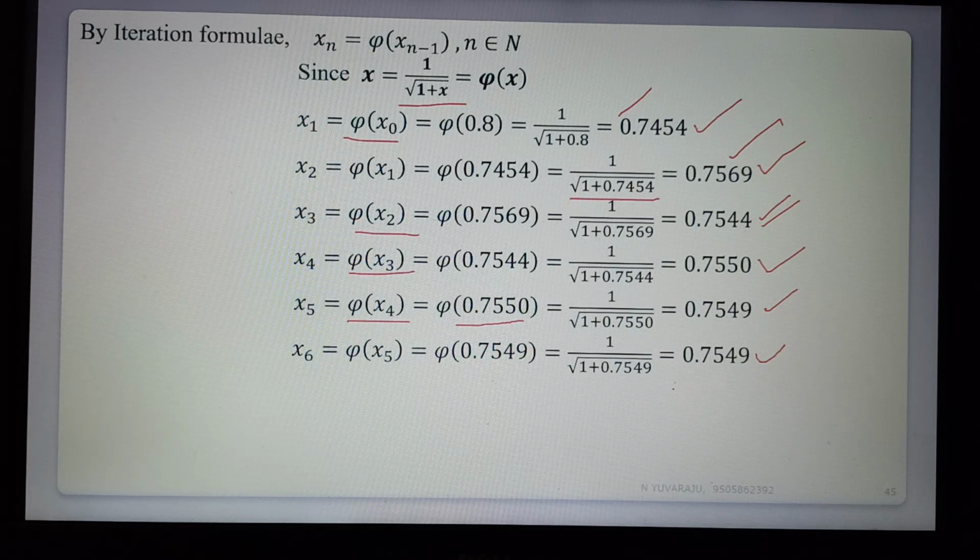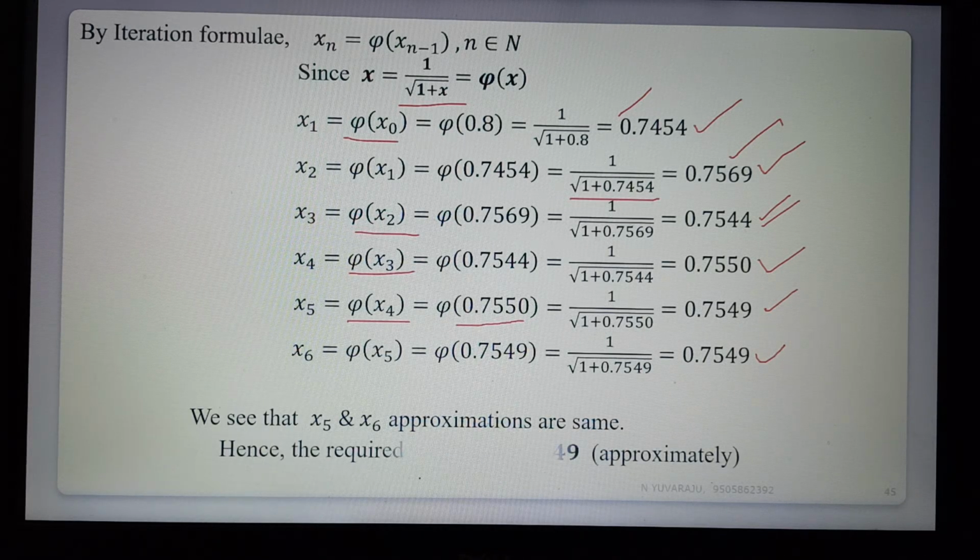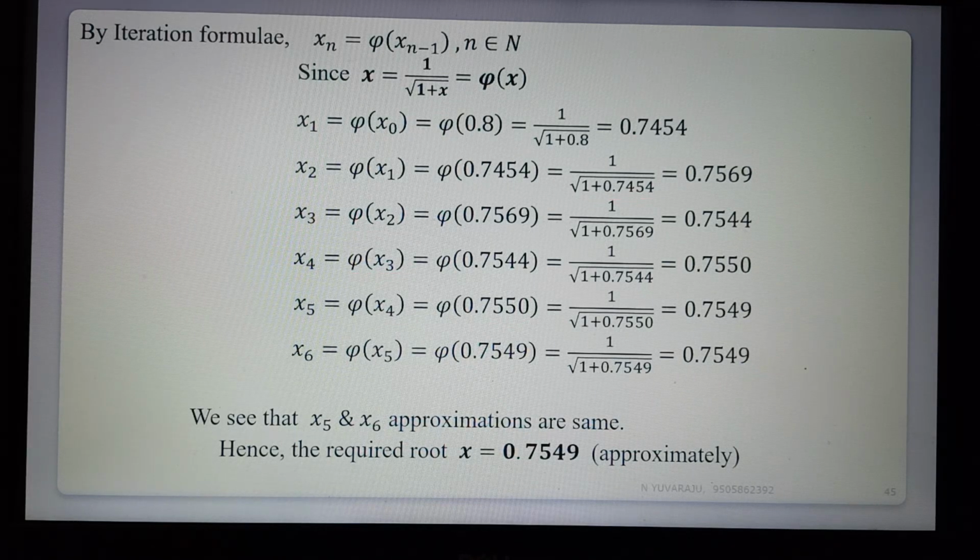Here the values are nearly the same up to 4 decimal places. The two consecutive values are nearly the same. Therefore, the required root is 0.7549. This is the approximate root. This is the iteration method.